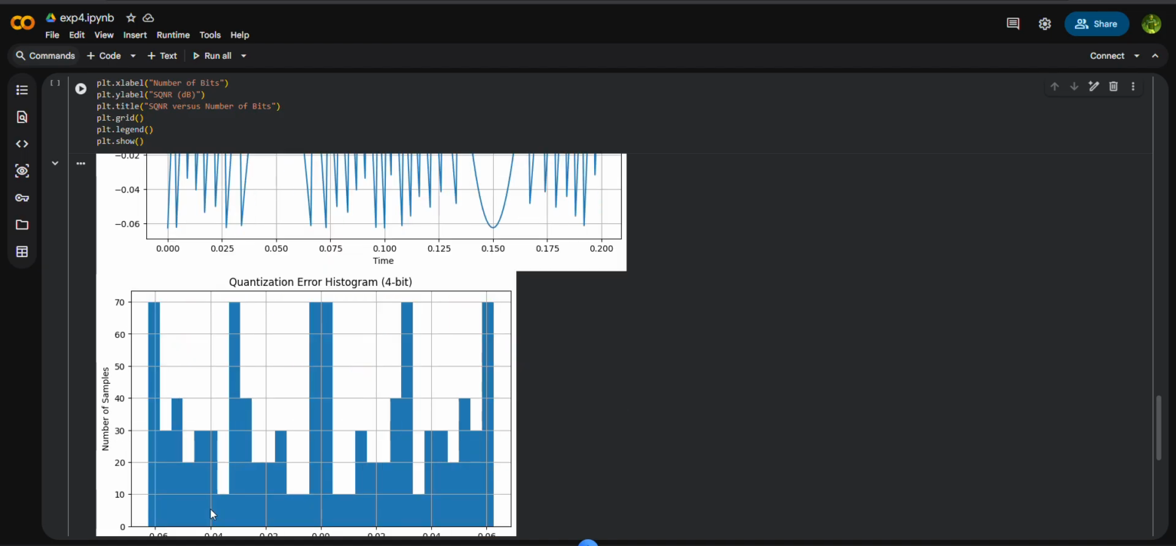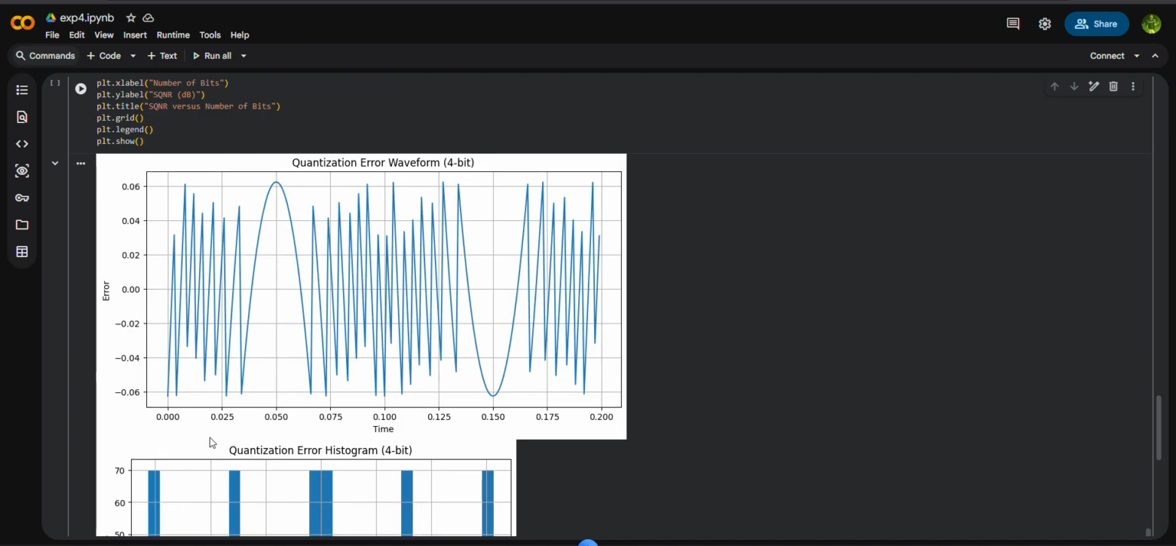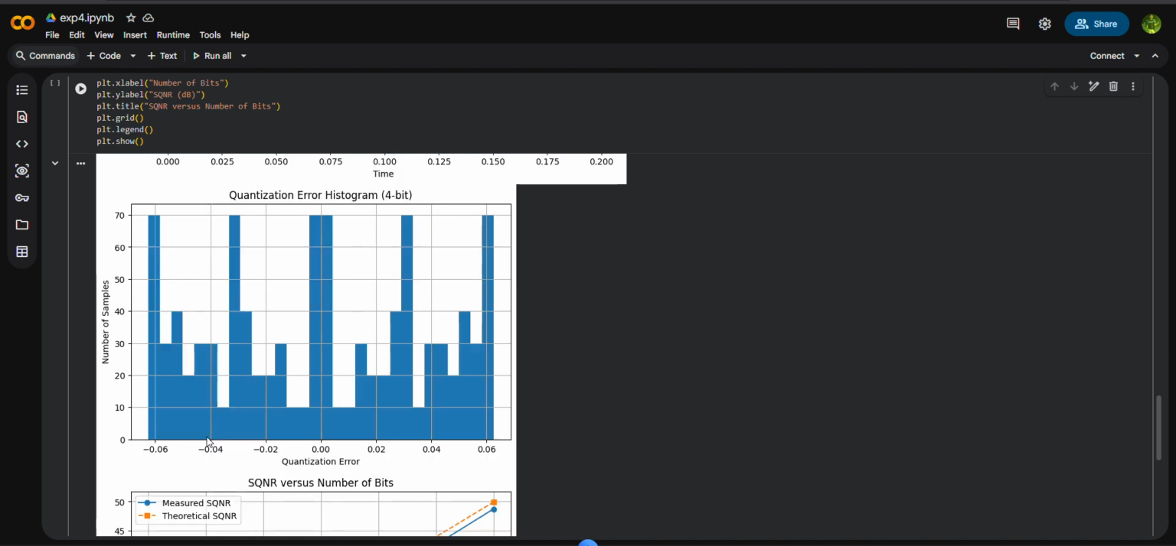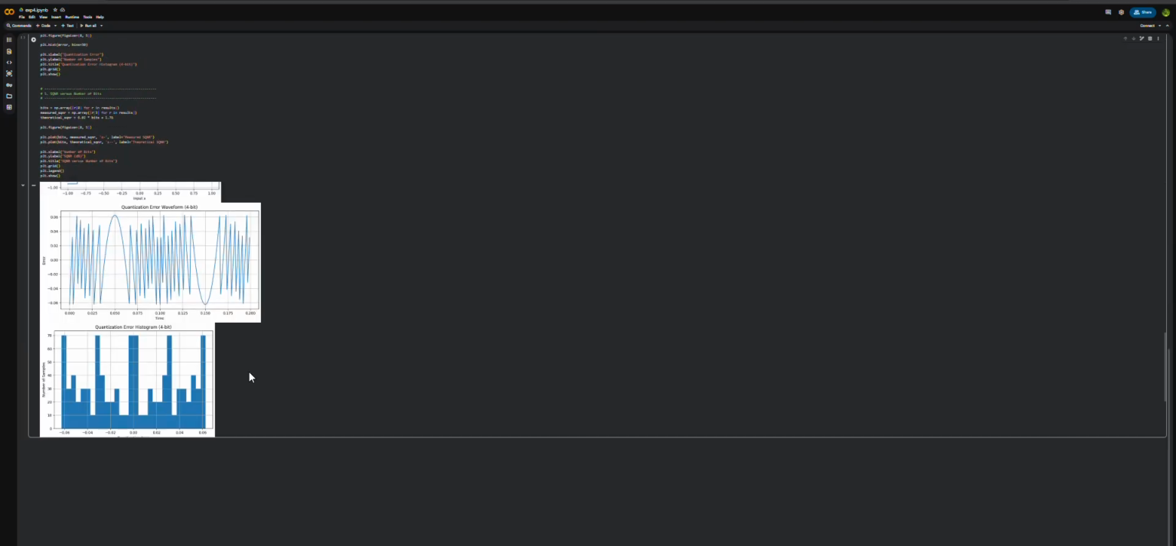The histogram gives another way to observe the distribution of this error. Minus 0.6 to 0.4, you can see, and compare this with this histogram.